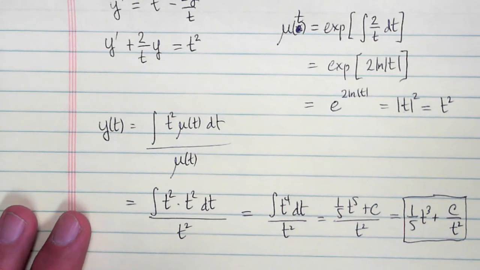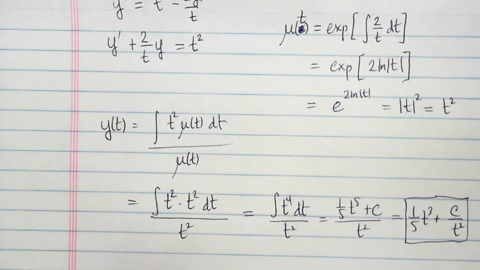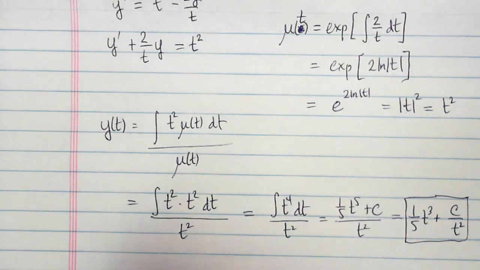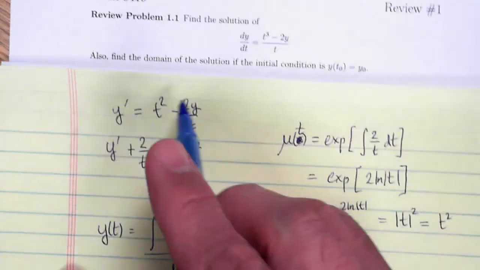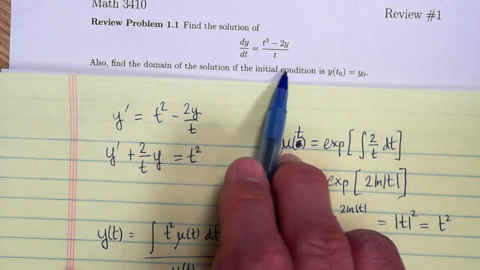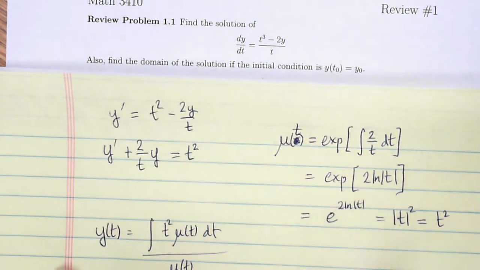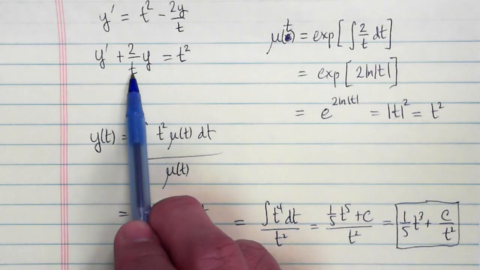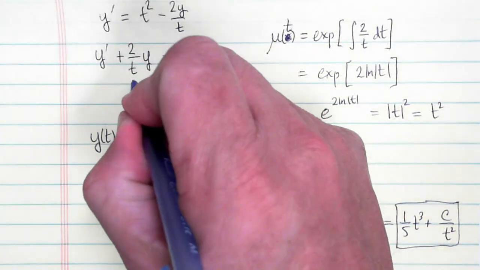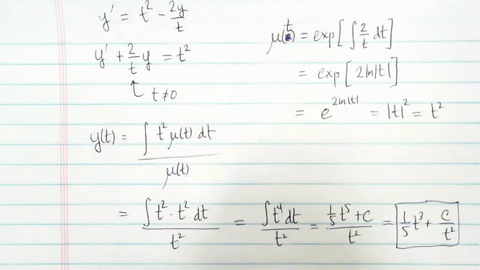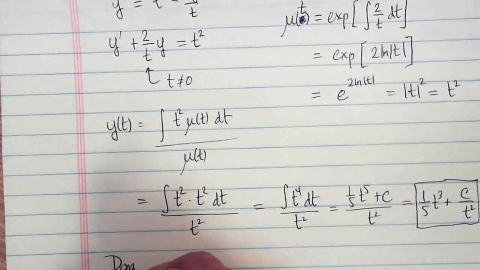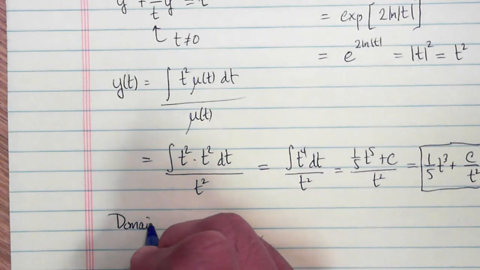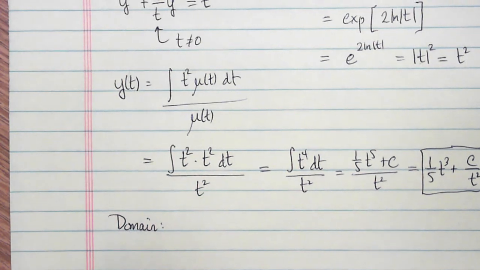That's the form of the general solution: t to the third over 5 plus c over t squared. The question also asked for the domain of the solution if the initial condition is y of t naught is equal to y naught. Obviously, we have a slight problem here, which is that this function is not defined if t equals 0. So the domain of the solution depends on what the initial t naught is.